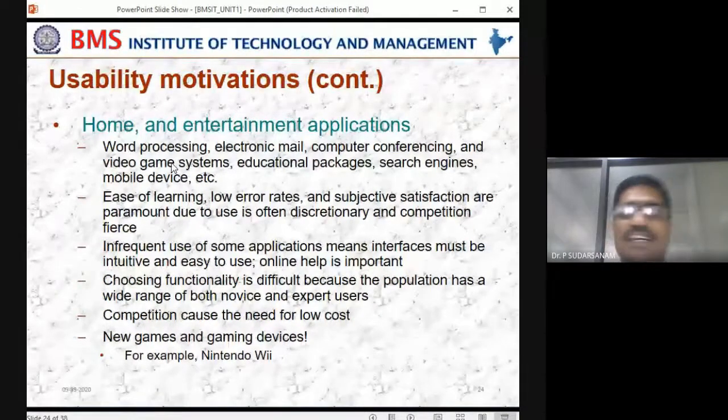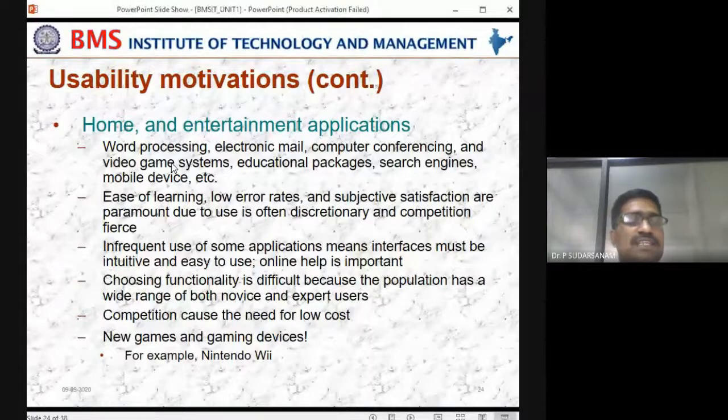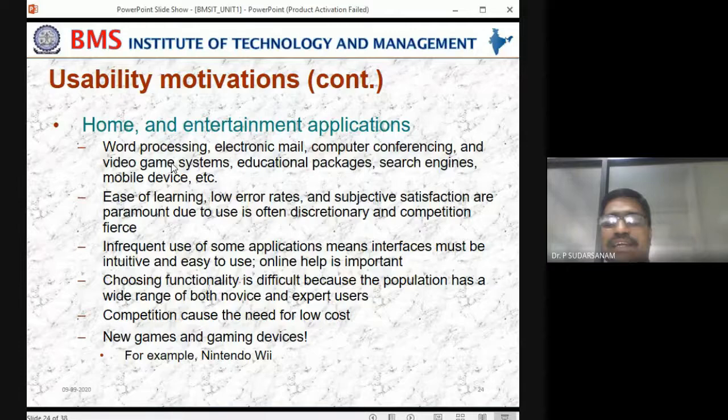If you see conferencing, in the initial days we were not utilizing it. When we used it the first time, we felt a bit happy: oh, I can see somebody's face and I can talk to them. Now we can see. That is the happiness. So ease of learning, all these things, that is the home and entertainment applications. Next is infrequent use of some applications, which means interfaces must be intuitive and easy to use.